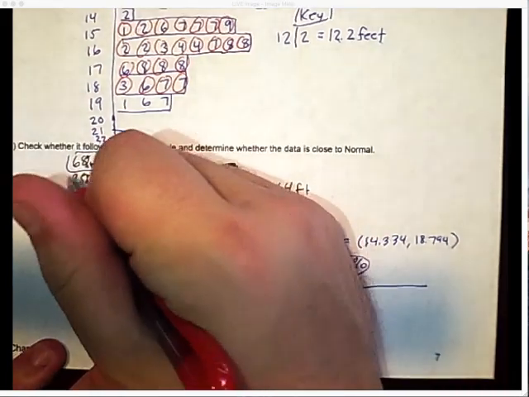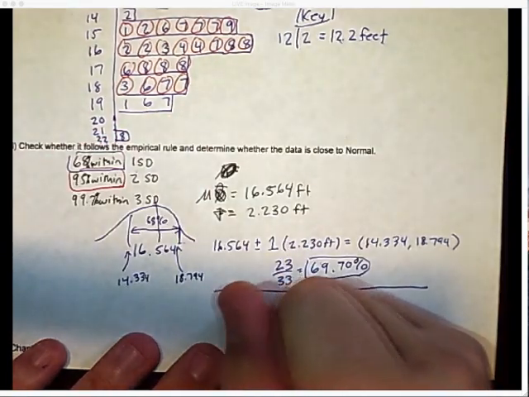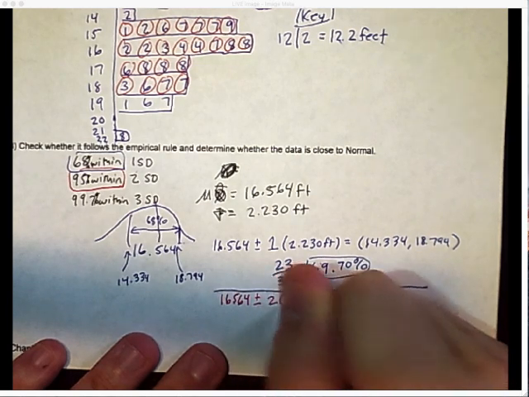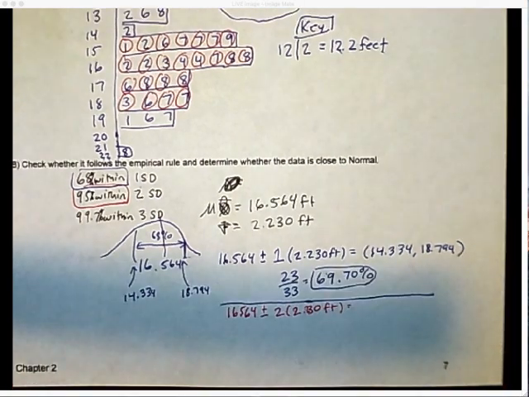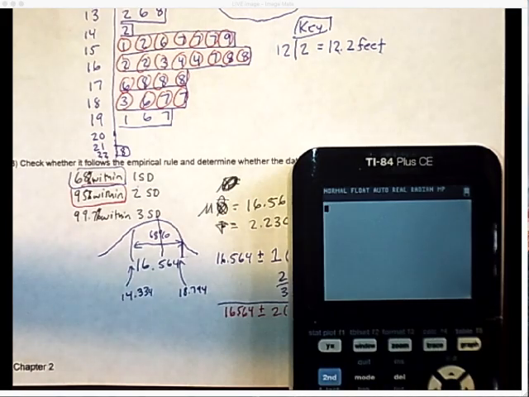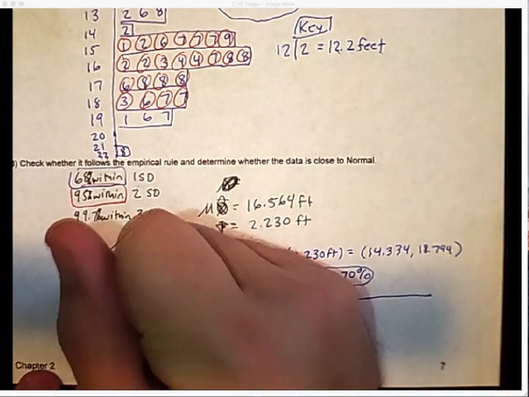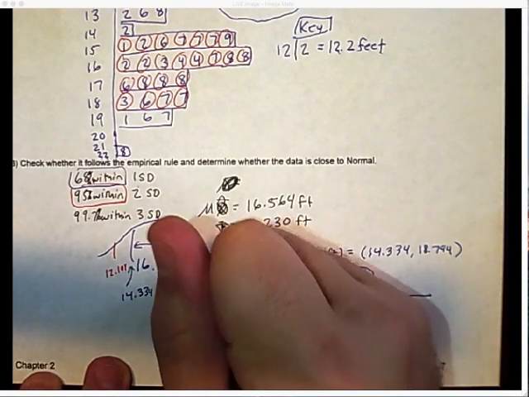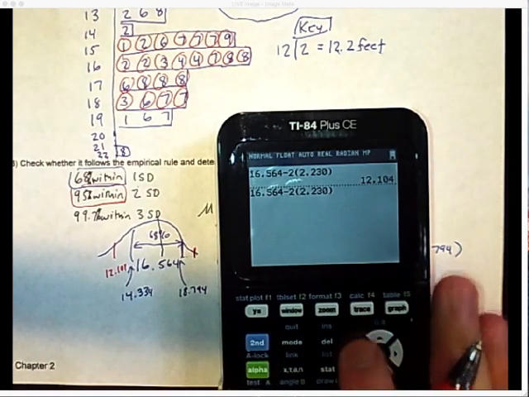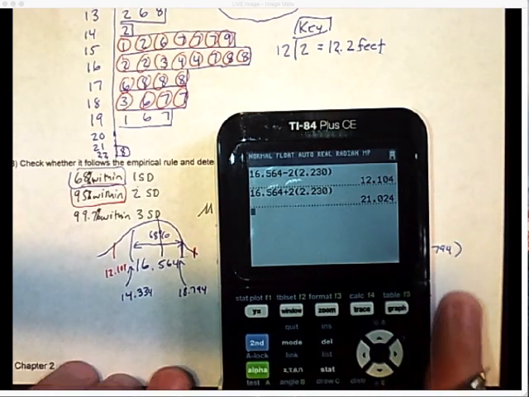Well, how would we do the next one? We would take our mean, and then plus or minus 2 standard deviations. So 2 times 2.230 feet. If I did this real quick, I would just do 16.564 minus 2 times 2.230. That gives 12.104, so the lower number here would be 12.104. And the higher number, all we got to do is enter this again and change that minus to a plus. 21.024.